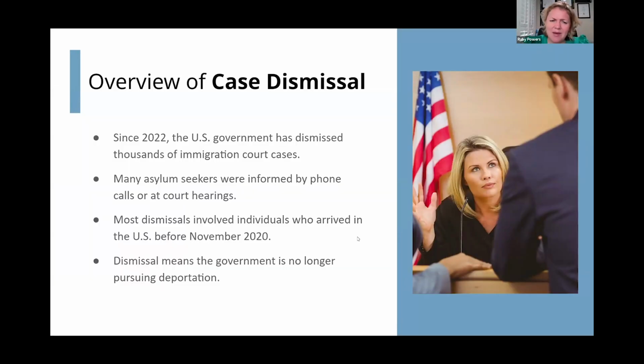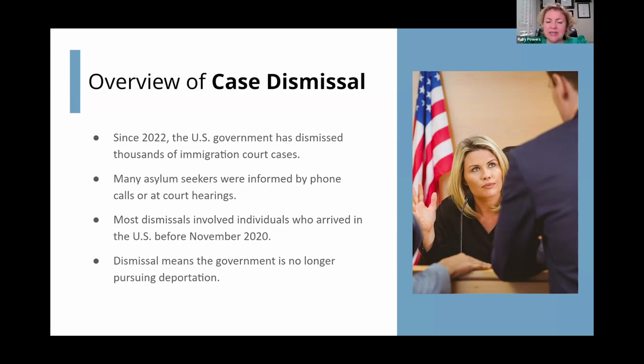The U.S. government, under the Department of Justice, Executive Office of Immigration Review, EOIR, has been dismissing a lot of cases. There were millions of immigration court cases piled up, and with prosecutorial discretion and with review of what the priorities are, we've been seeing a lot of cases get dismissed.